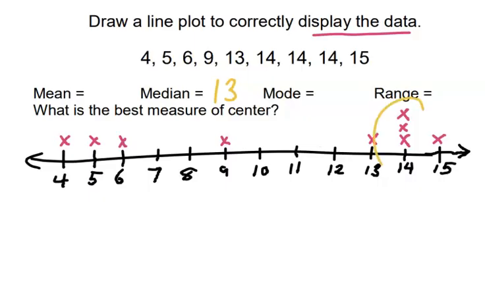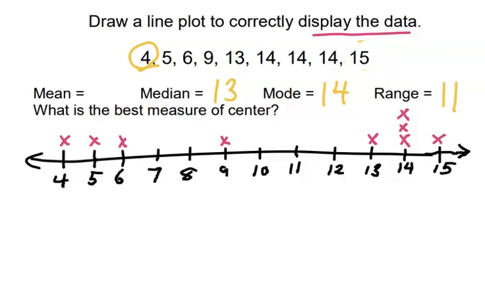We can look down here and see clearly that we plotted 14 more often than any other number. Or we can just look up here and see that it's more often than any other number. So the mode is 14. Now the range is the difference between the highest number and the lowest number. So we just subtract 15 minus 4, and that gives us 11.